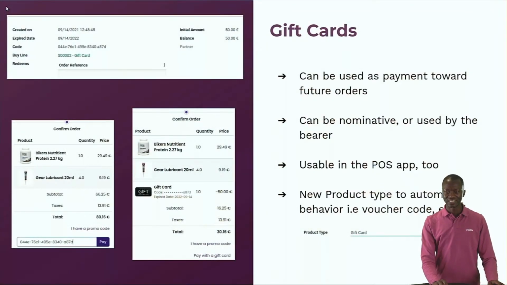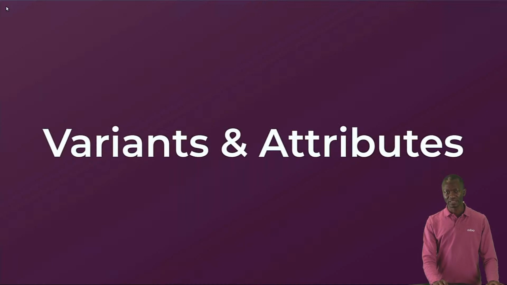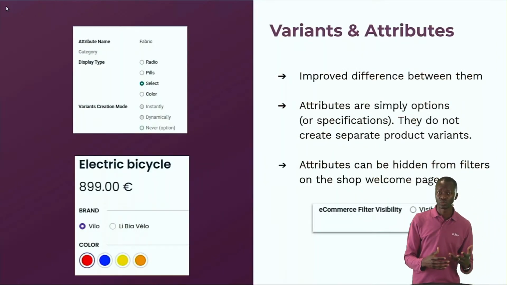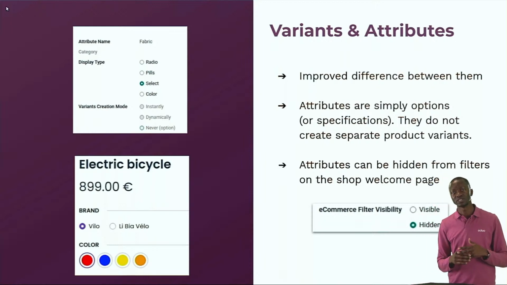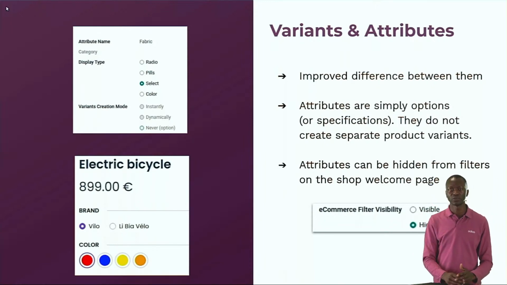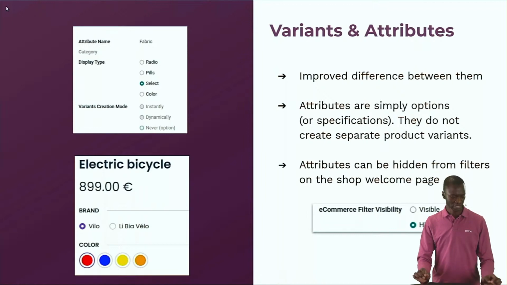Well, let's keep going. Next to the gift cards, we have improved the way the variants will work. In other words, you may want to use simple tags for you to sort in the website, but you don't want to create separate variants in the system. On top of that, you can decide which variants you want to display on the eShop welcome page. I'll show you really quick how to do that.